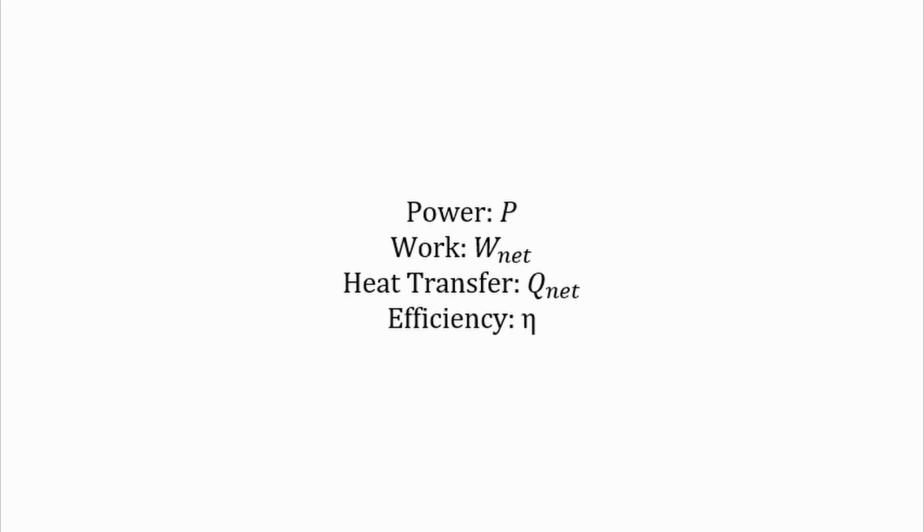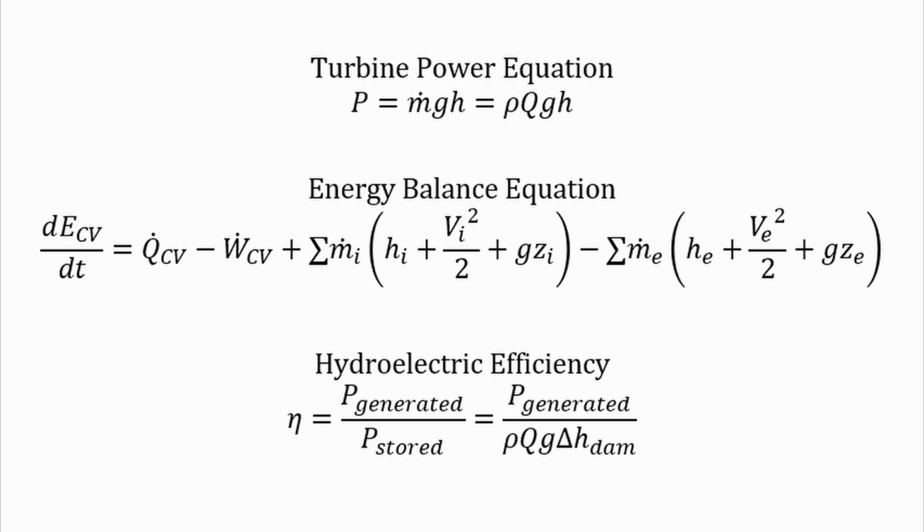The power generated by the Grand Ethiopian Renaissance Dam, as well as its net work, net heat transfer, and hydroelectric efficiency, can be found by modeling an energy conservation equation, as well as a power equation for the turbine. The power generated by the dam can be calculated using P = ρQgH, where ρ is the density of water, Q is the flow rate of water, g is gravity, and H is the height of the water from the turbine.